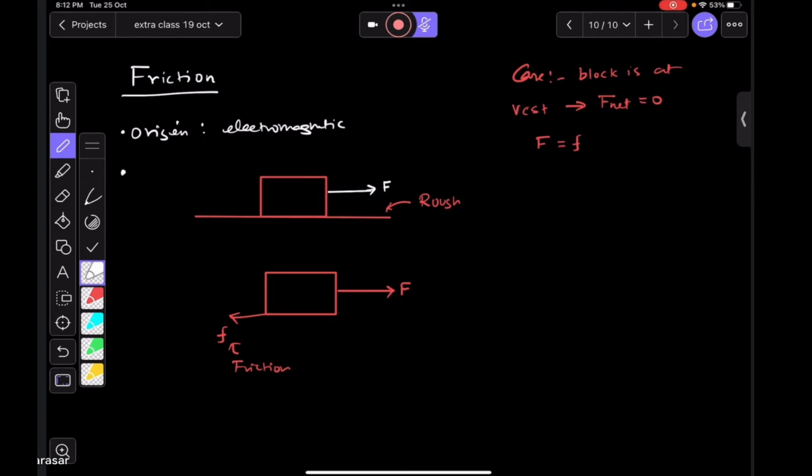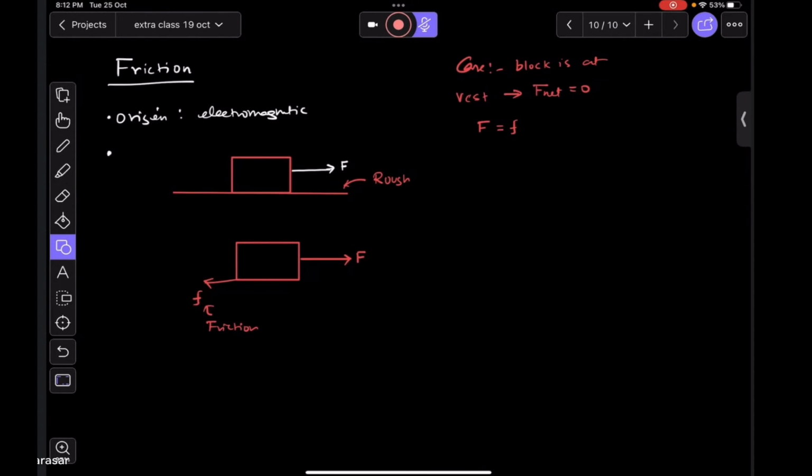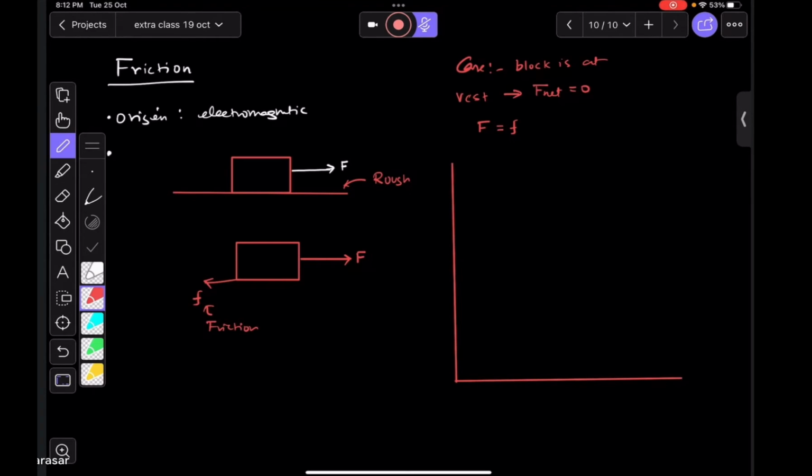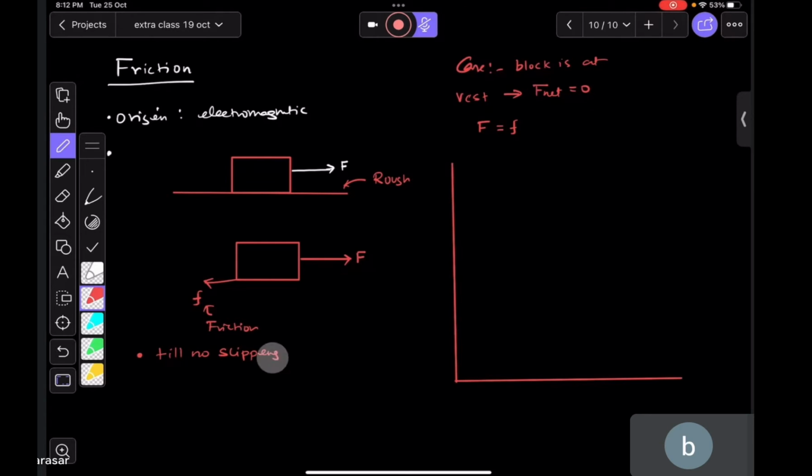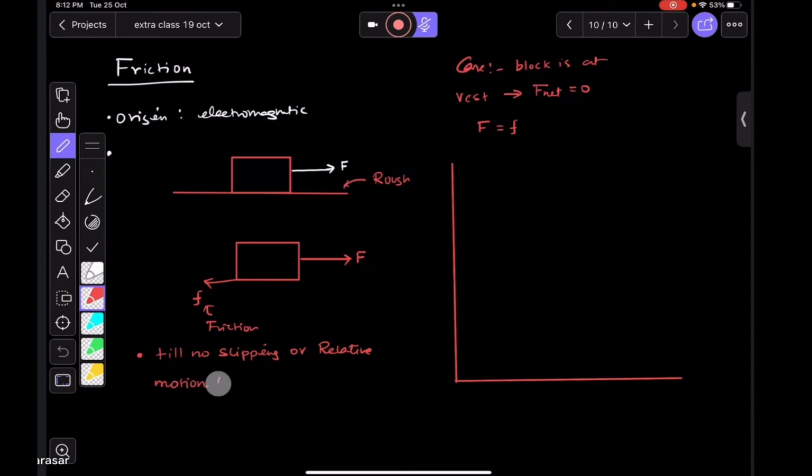So what I will do is draw the graph between the friction force and the force that we are applying. Till there is no slipping or relative motion between surfaces, whatever friction force acts is just given a name, static friction.